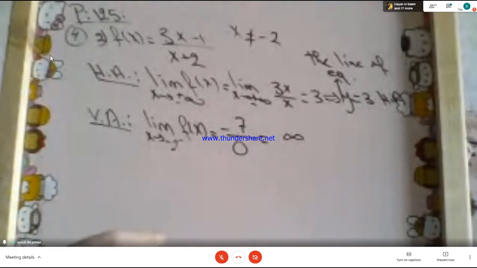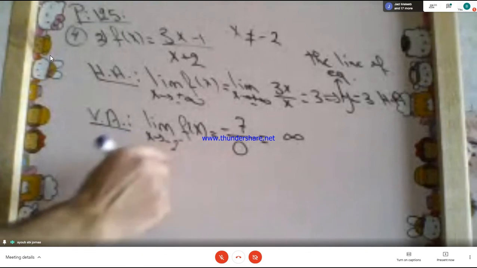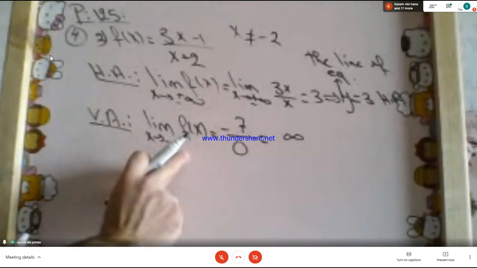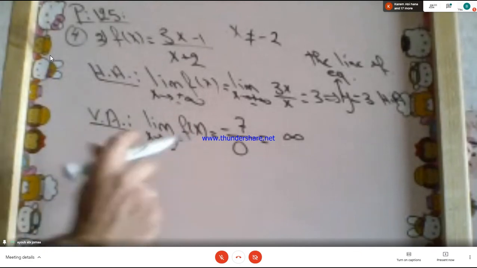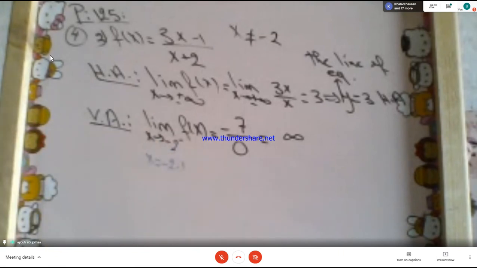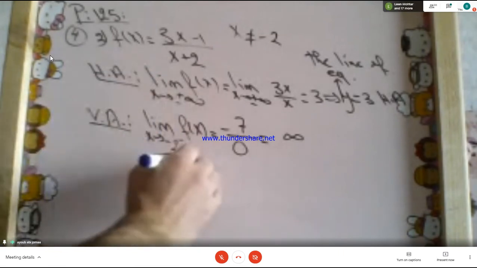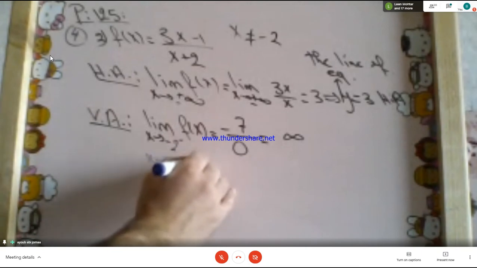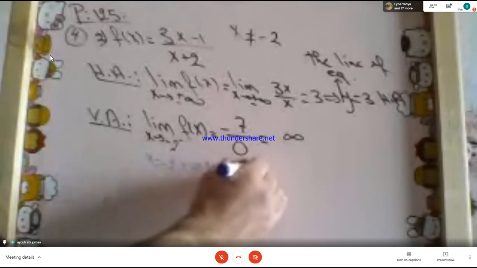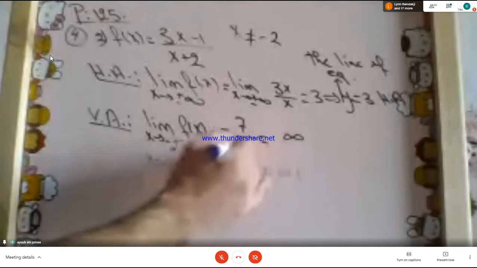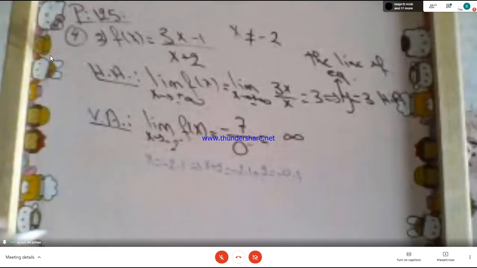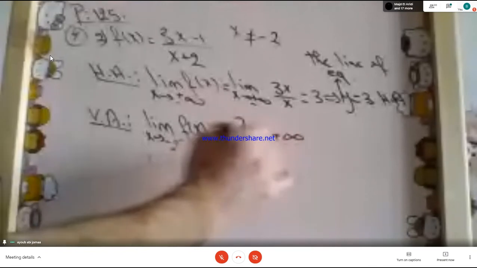Plus. Who told you? We said negative 2 minus. So you choose a number less than negative 2. Let's say negative 2.1. Replace x by negative 2.1. Negative 2.1 plus 2, the answer is negative 0.1. So 0 minus here really. Negative divide negative, positive.